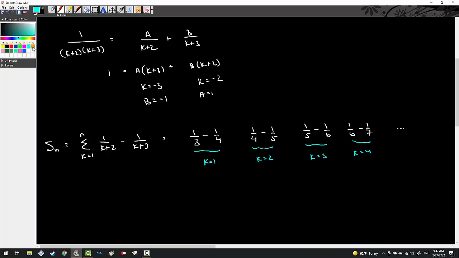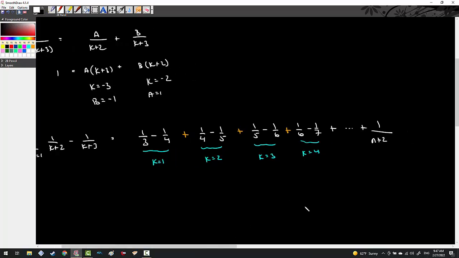And so remember, a series takes those terms and it adds them together. And ultimately, we end up with plus 1 over n plus 2 minus 1 over n plus 3. And again, this happens at my nth term.